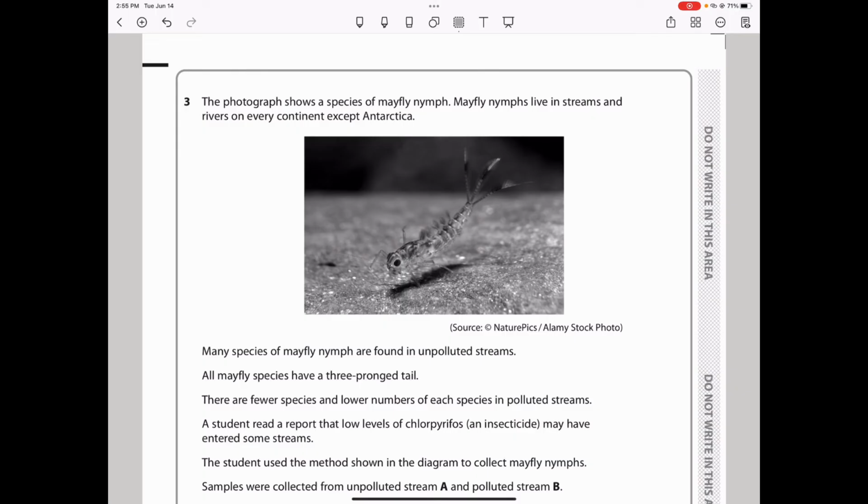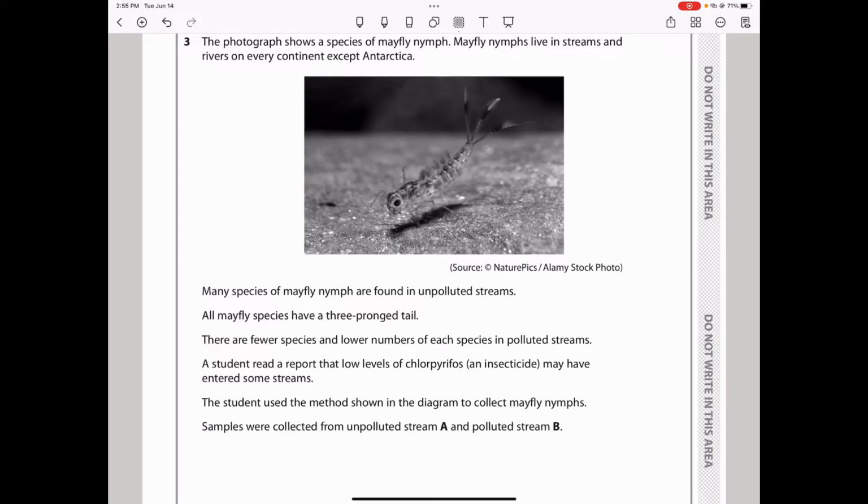Question 3, the photograph shows a species of mayfly nymph. Mayfly nymphs live in streams and rivers on every continent except Antarctica. Many species of mayfly nymph are found in unpolluted streams. All mayfly species have a 3-pronged tail. There are fewer species and lower numbers of each species in polluted streams.